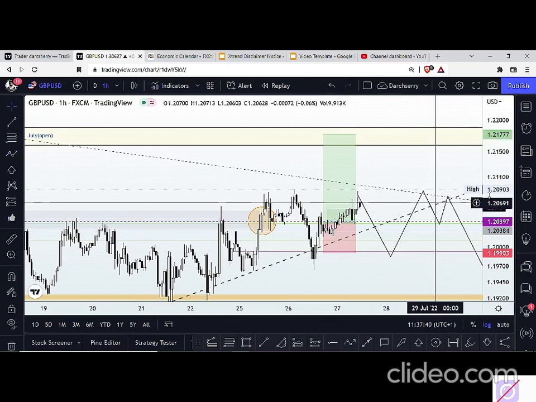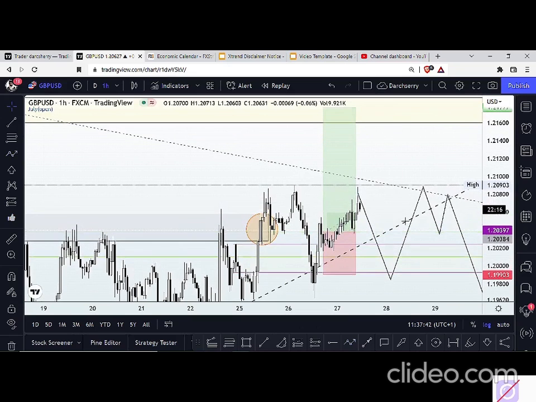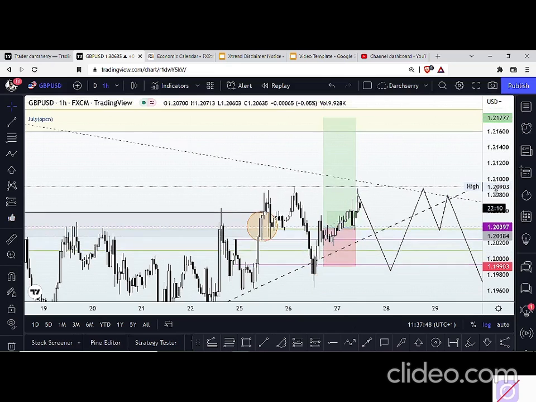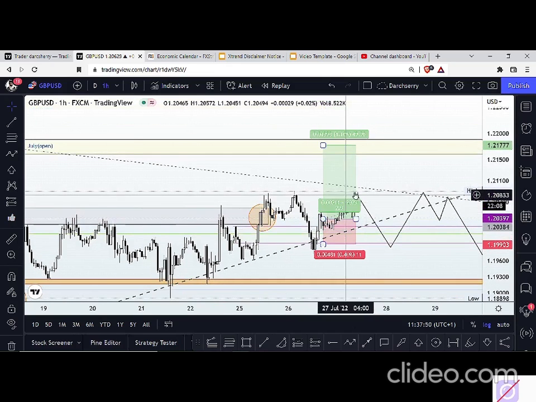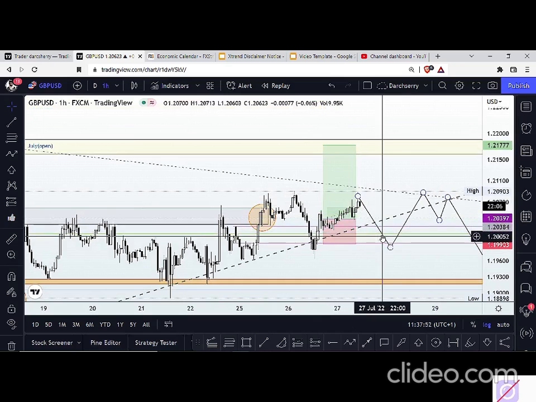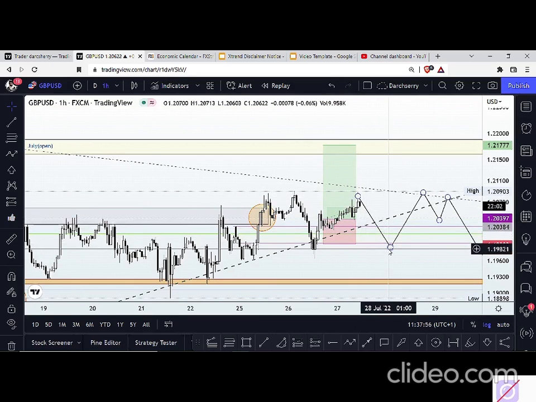So right now I've moved my stop loss to break even to protect my position. So let's see how price action plays out from this point in time. But one thing I would like you to know is this: if we do have a significant breakdown of this bullish trend line, we don't get too excited.